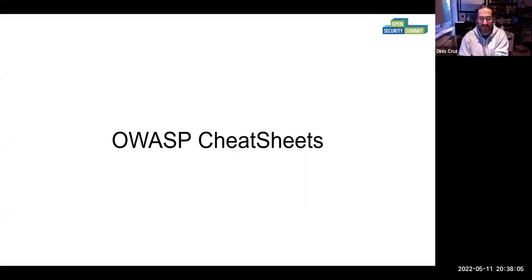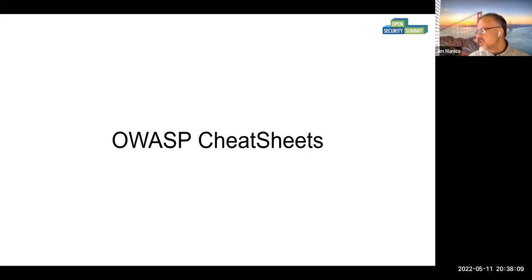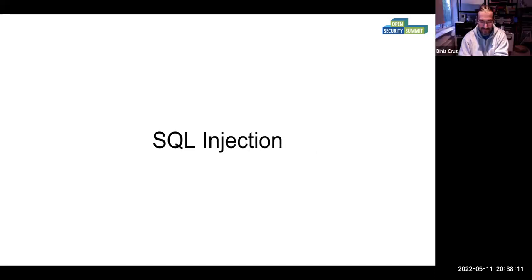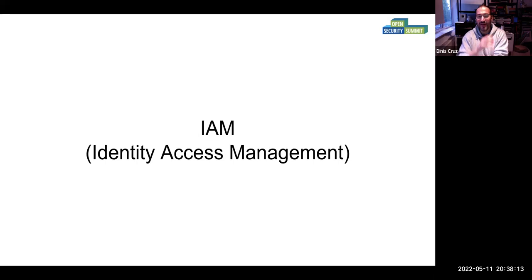Cool. It's a living encyclopedia of AppSec knowledge that I encourage everyone to read. I completely agree. Right. So identity access management, right?